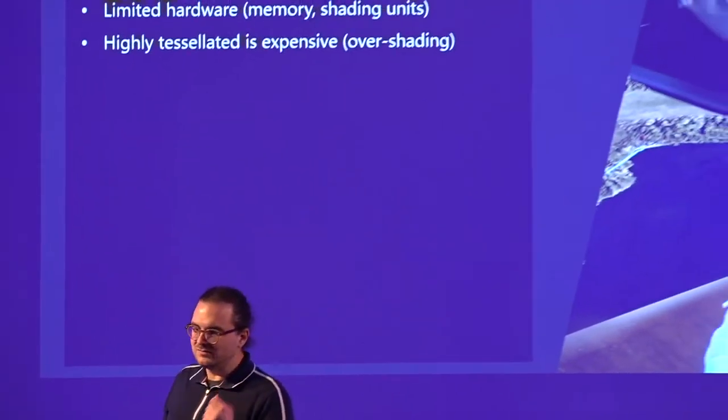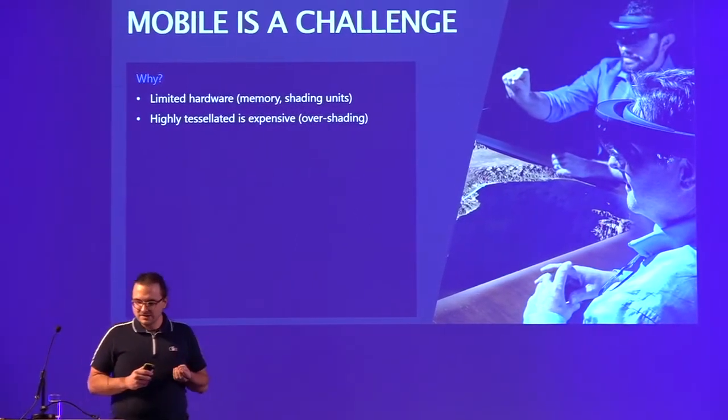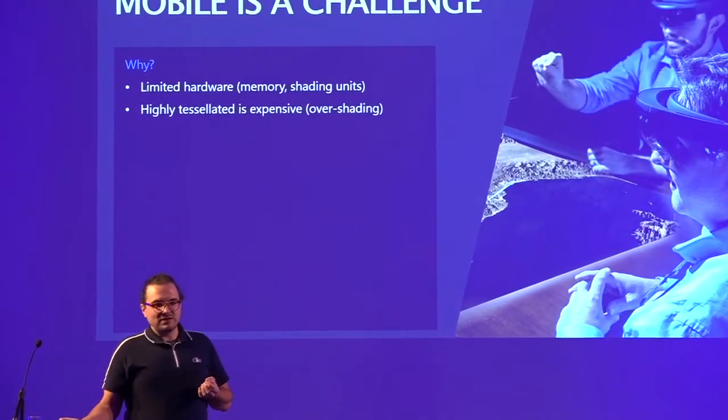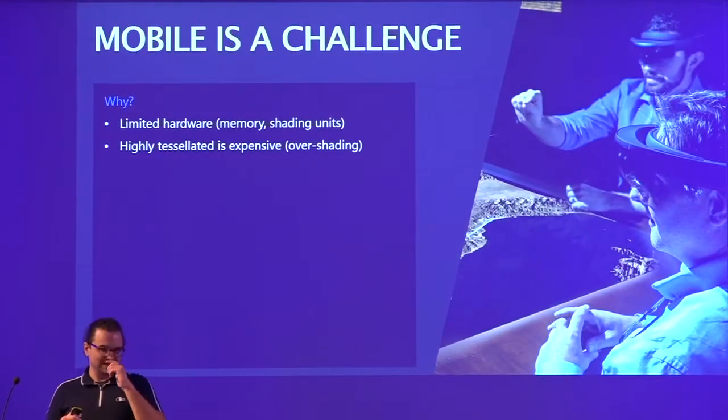So why is mobile a challenge? Well, we have limited hardware. We have limited memory, we have limited shading units, and so on, right? So we really target a mobile device. Another thing is that highly tessellated geometry is very expensive. So let me step back for a second to explain what tessellation means.